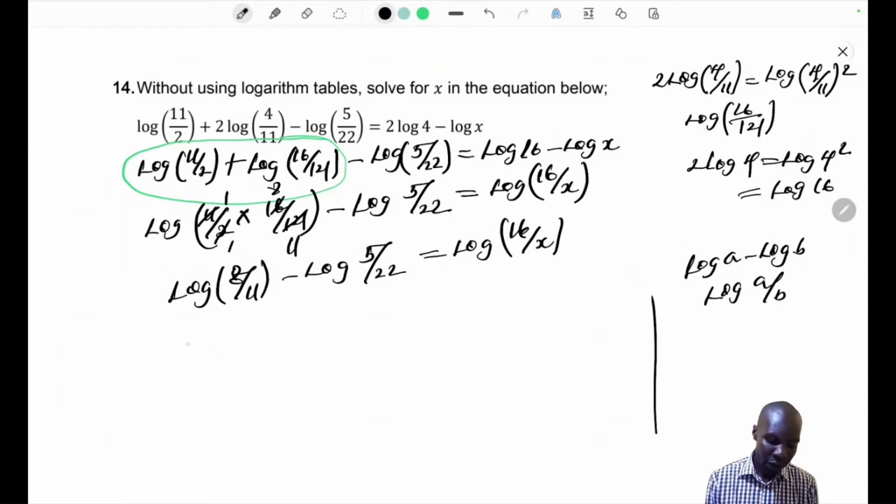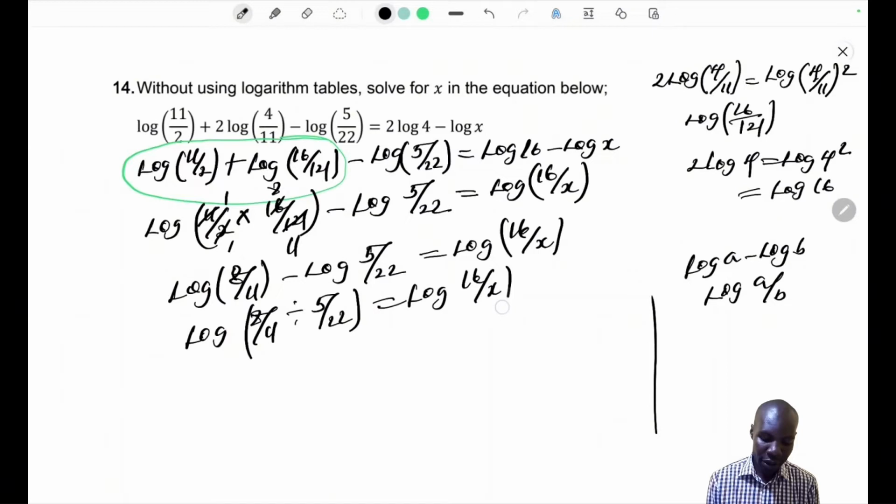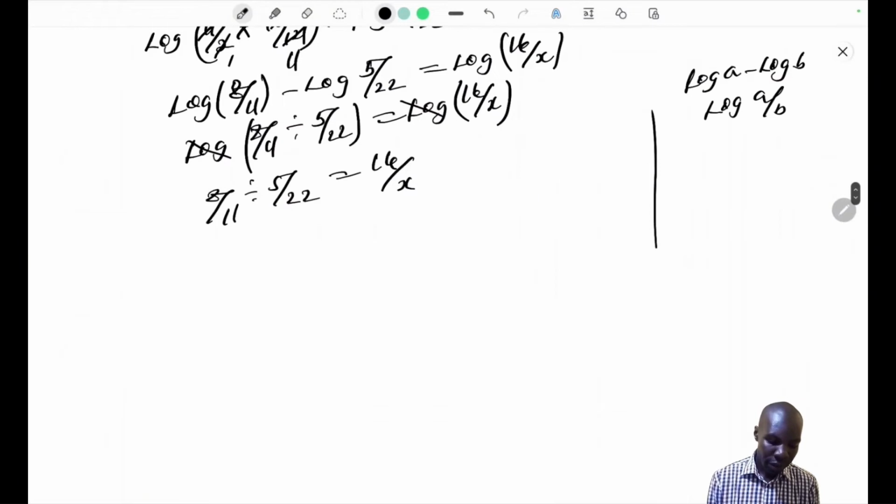So this will give us log of 8 over 11 divided by 5 over 22 should give us log of 16 over x. So the log cancels out. Then we have 8 over 11 divided by 5 over 22 should give us 16 over x. So this is the same as 8 over 11 times 22 over 5 should give us 16 over x.